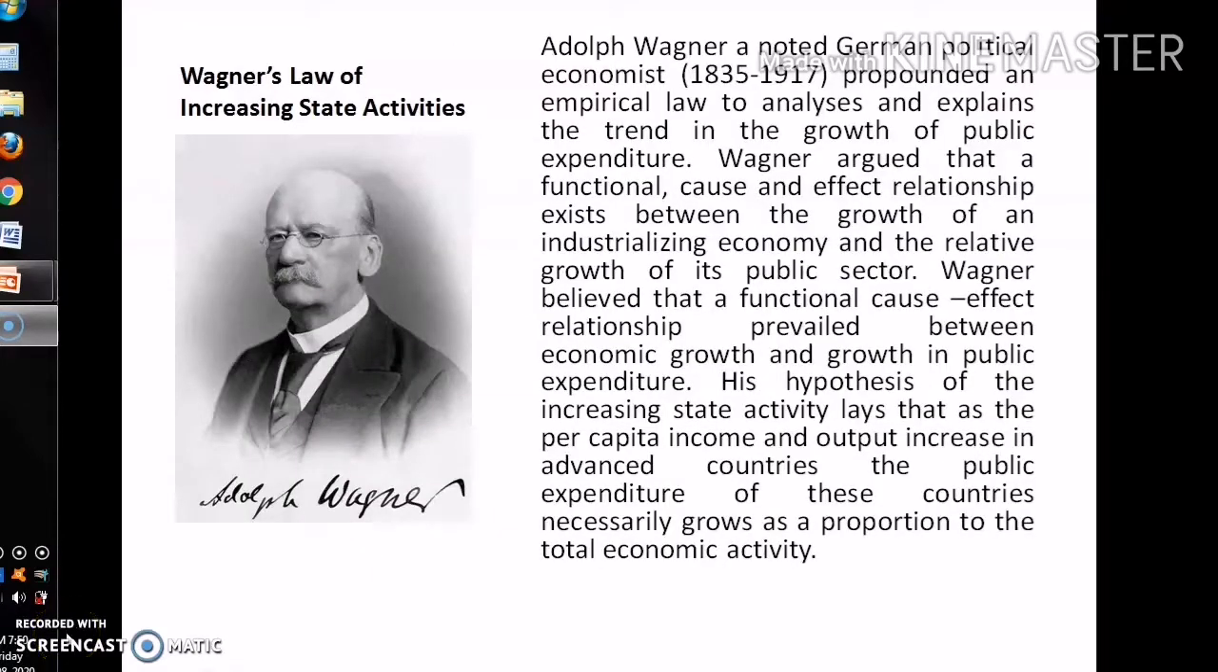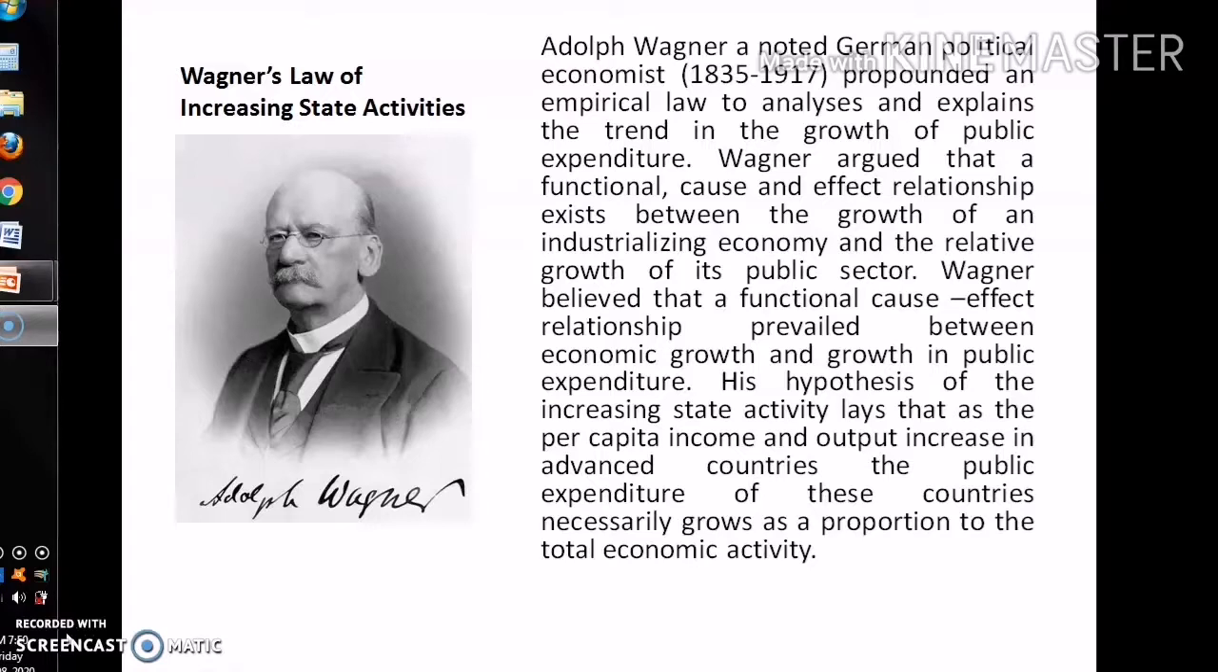Let us move on to the theoretical analysis of public expenditure growth. The Western industrialized nations during the last half of the 19th and the 20th century experienced rapid growth in the public sector. The various theories developed by economists to explain the phenomenon of increasing public expenditure can be broadly classified into two groups, that is, pure theories of public expenditure and positive or general theories of public expenditure.